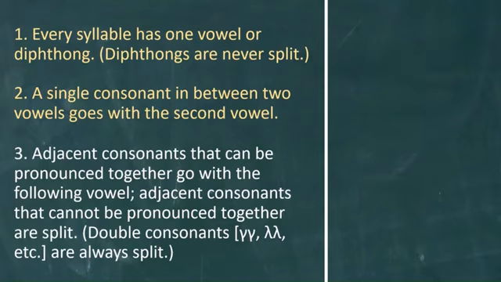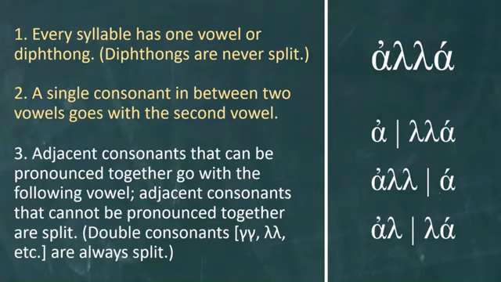Now consider the word Allah. Again, we have 2 vowels, so we must have 2 syllables. But here there are 3 ways to divide the word that would satisfy the first rule. Now the second rule does not help us here, because the second rule concerns a single consonant in between 2 vowels. Here we have 2 consonants, so we move to Rule 3.